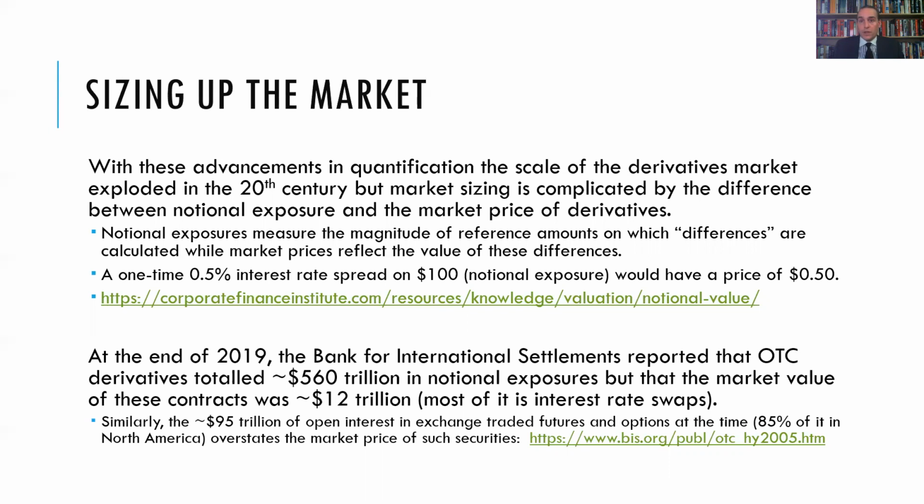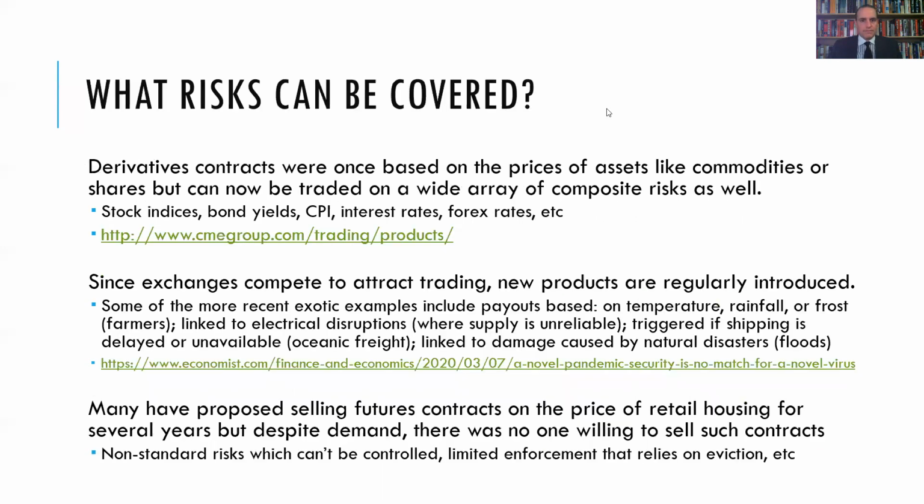And it's worth noting that this $560 trillion worth of notional exposure actually only trades for a total of $12 trillion, the majority of this being interest rate swaps. Now, when we take a look at open interest in exchange traded futures and options, about 85% of which is in North America, we see a similar sort of pattern with the notional exposures tending to overstate the actual risk exposures that are better approximated using market prices.